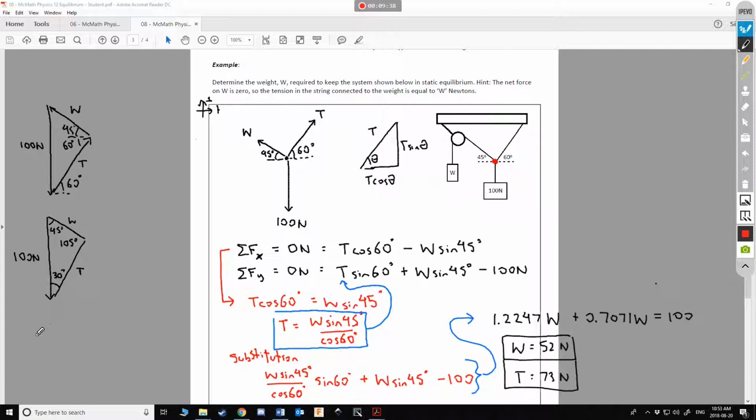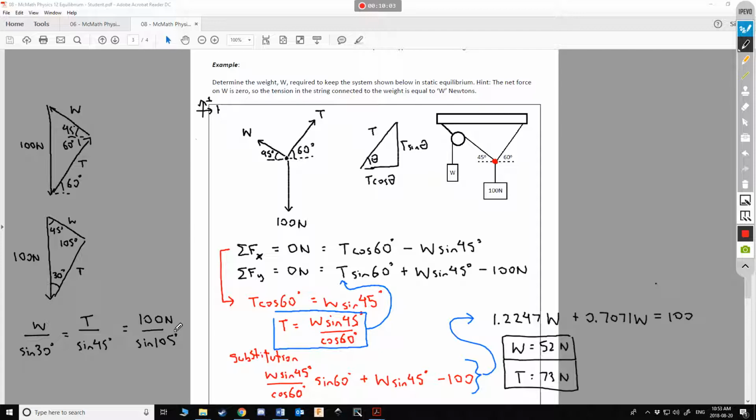So we get W over sine 30, W is opposite of 30, is equal to T over sine 45, and that is equal to 100 over sine 105. And put that in newtons there too.